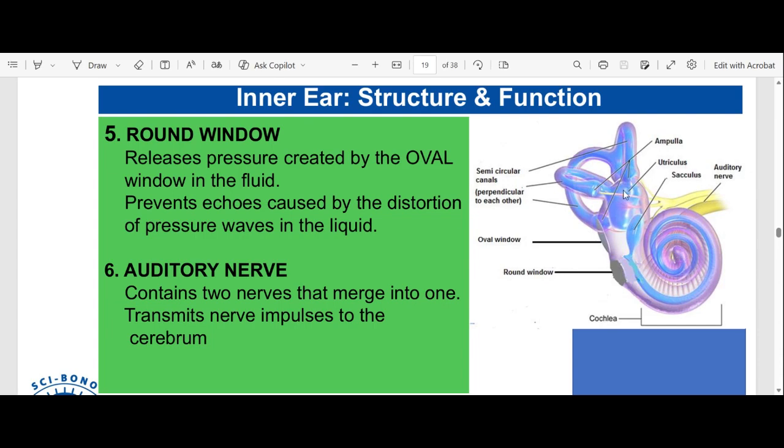Then we have our auditory nerve. Our auditory nerve contains two nerves that merge into one, right? Then they transmit nerve impulses to the cerebrum with regards to hearing. But when it comes to balance, the impulses are transmitted to your cerebellum.